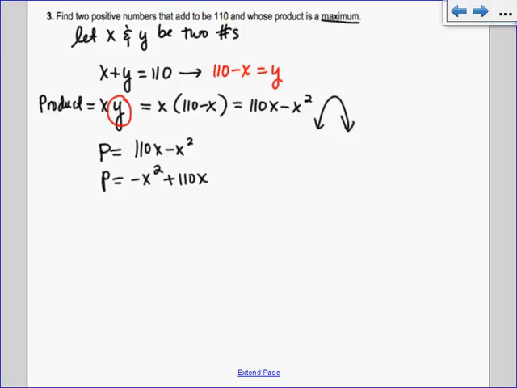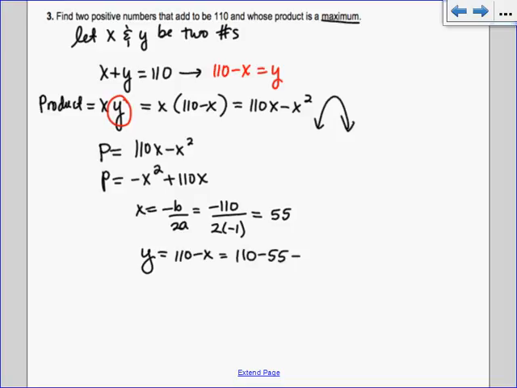So it's a downward parabola. If we're finding the maximum or minimum of a parabola, we just find the vertex. You can do the whole completing the square, but I thought that's kind of hard. Why don't we just do x equals negative b over 2a? So I get negative 110 over 2 times negative 1. So I get 55. Okay, what's y then? It's 110 minus x, which is 110 minus 55. So it's 55.